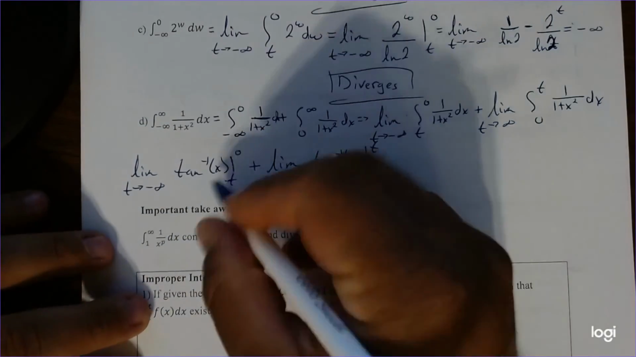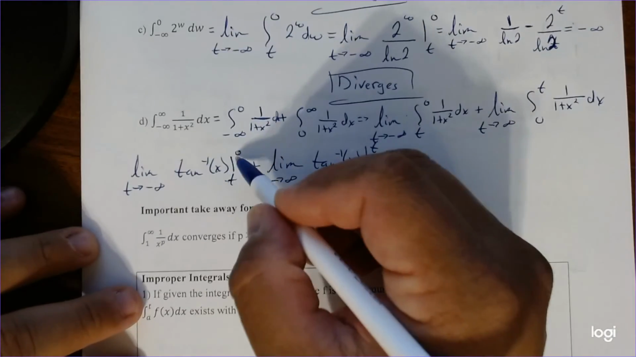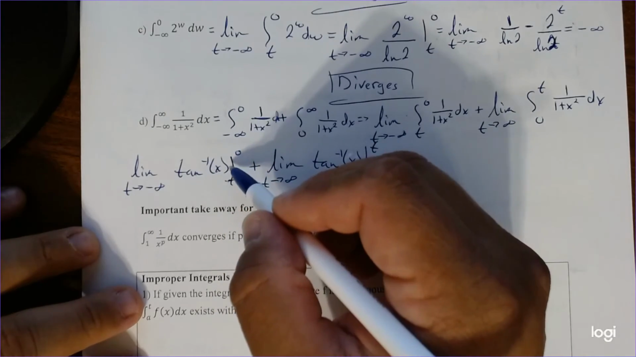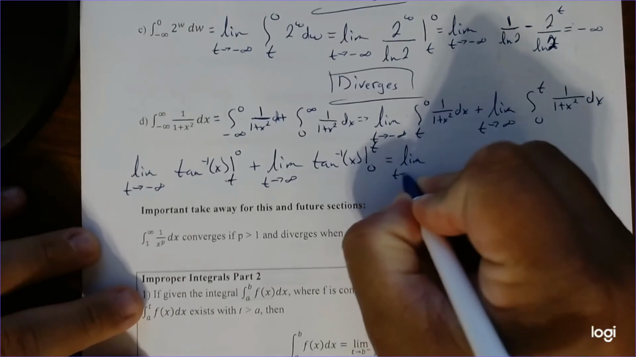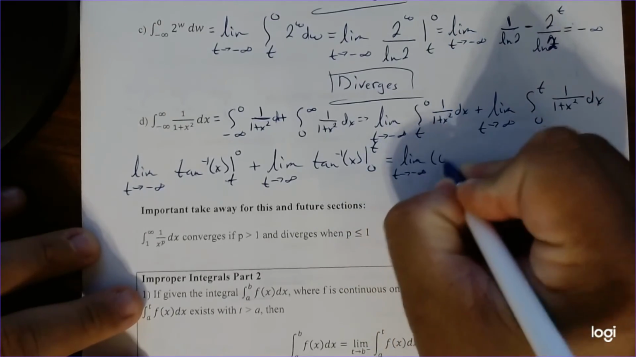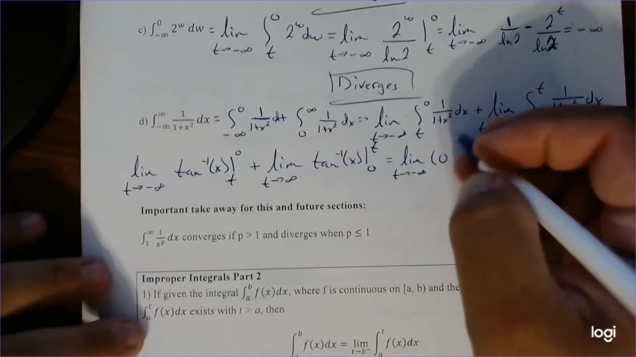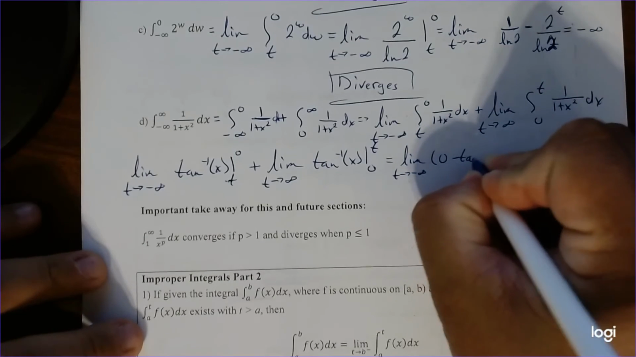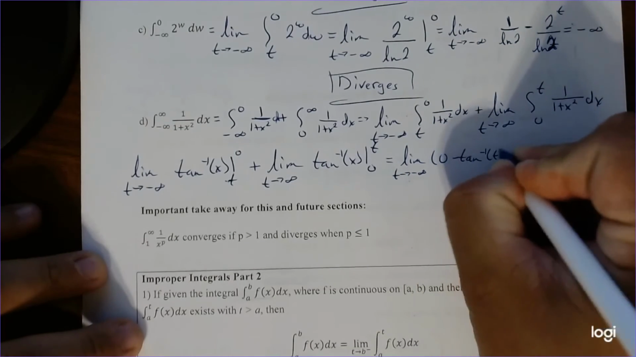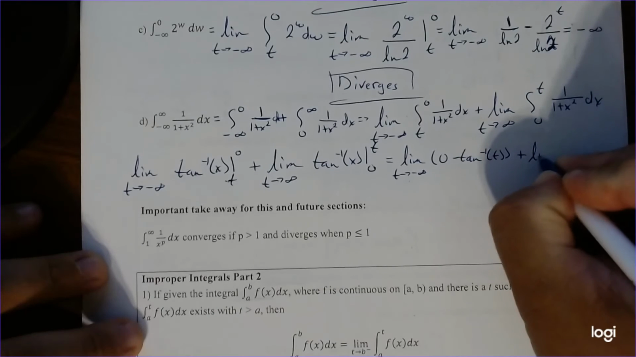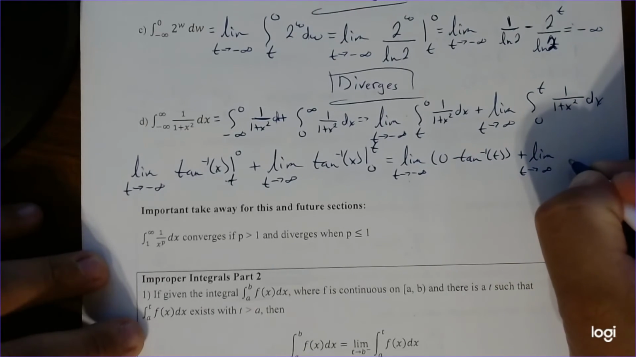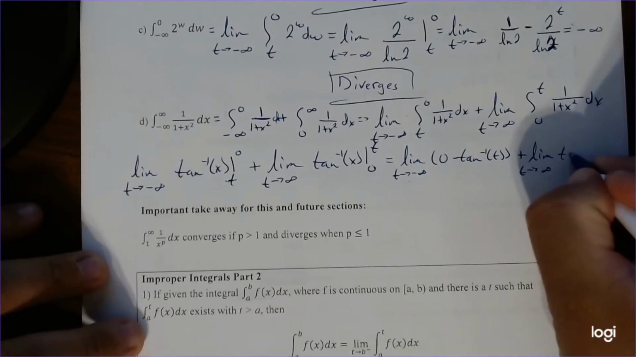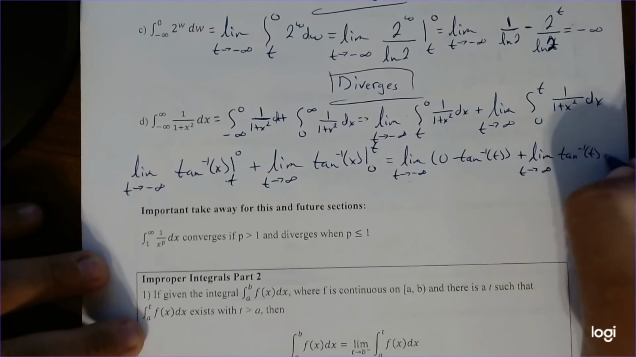Okay, so now we just evaluate, right? Plug it in. So tan inverse of 0 just gives you 0. This is the limit as t goes to negative infinity. This is 0. And if you plug in t, you just get t, plus same thing on the right, roughly. It's going to be t now, and this is going to be 0.